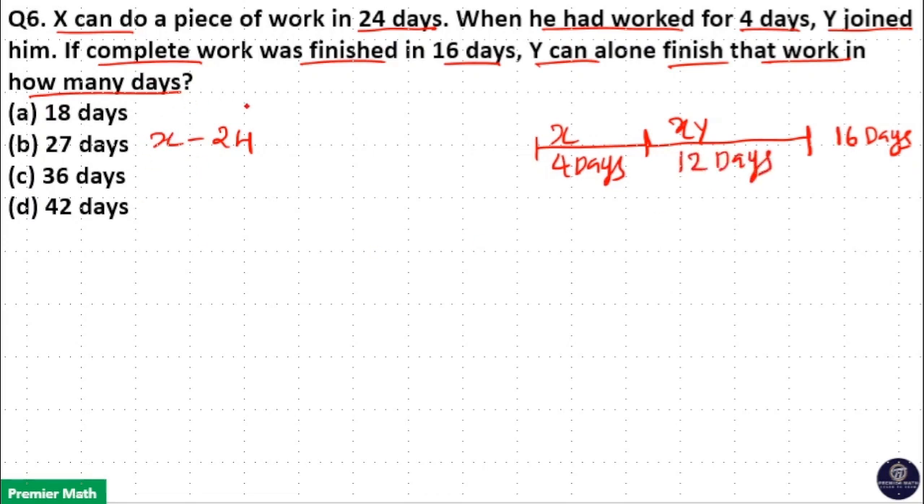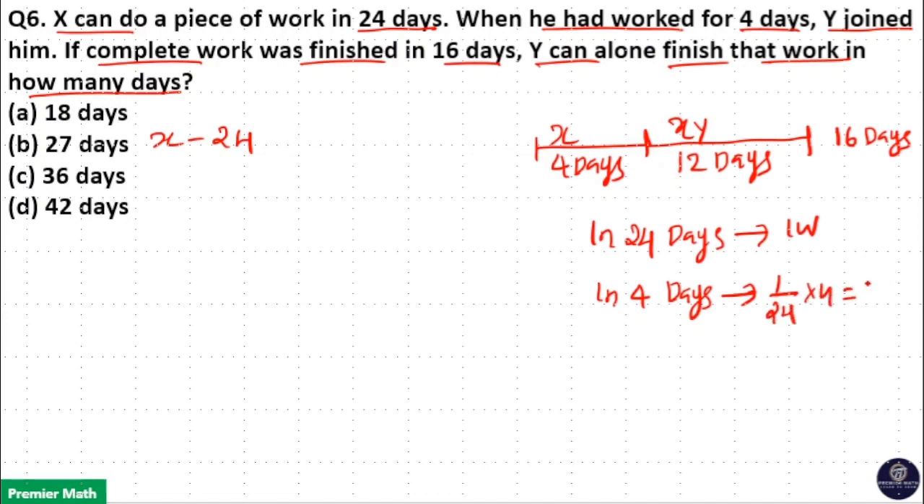Now, X can complete a work in 24 days, which means in 24 days one full work is completed by X. But here X only worked for 4 days. X alone worked for 4 days. That means in 4 days, how much work is completed? 1 by 24 into 4, which is equal to 1 by 6 work is completed in 4 days by X alone.